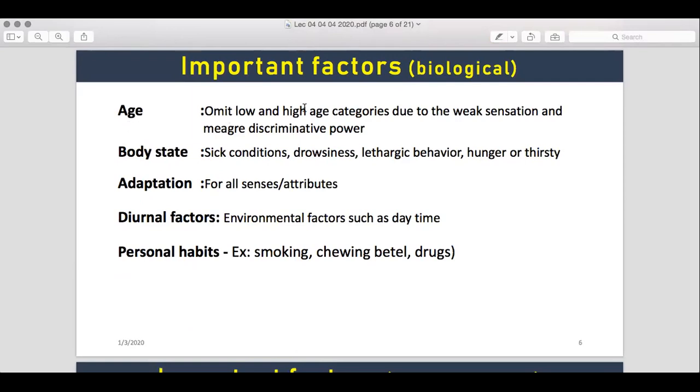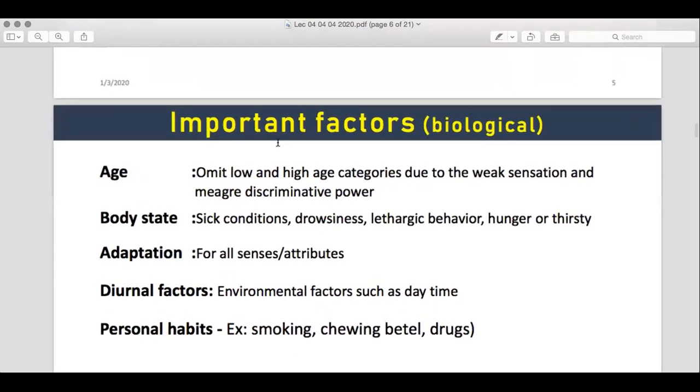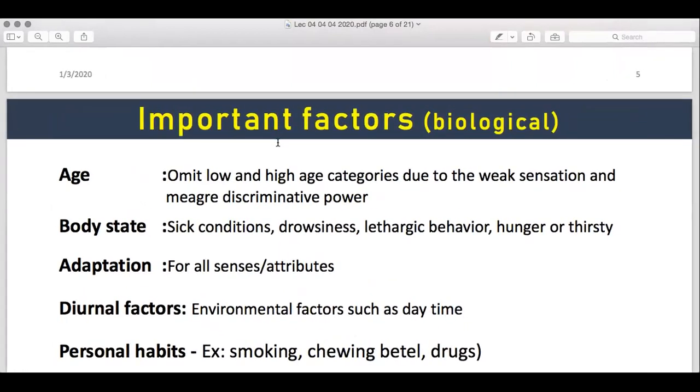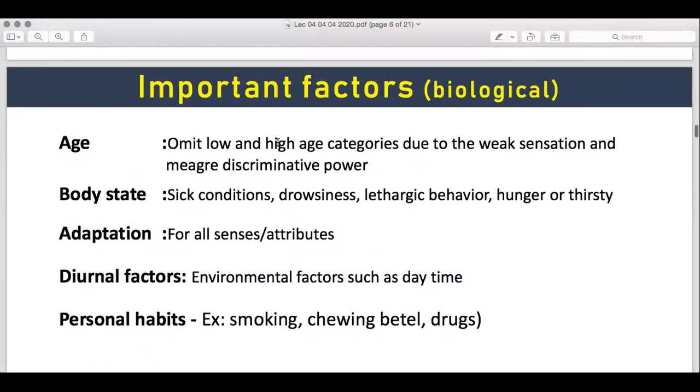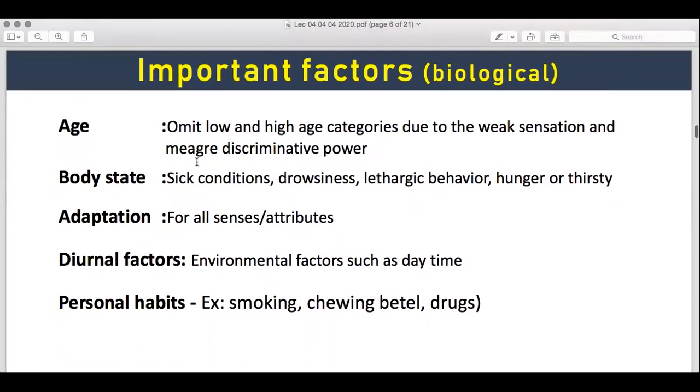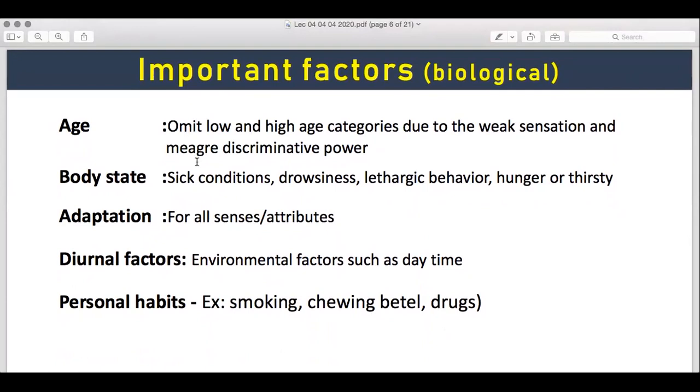Omit low and high age categories due to the weak sensation and mirage of discrimination power. You know, with higher ages, they don't have discrimination power. They just put one answer. And the children below age 18 also don't have any responsibility and discrimination power. And the body states: drowsy people, sick people, lethargic or hungry people, we are not going to use. Right? Very healthy people we always use.